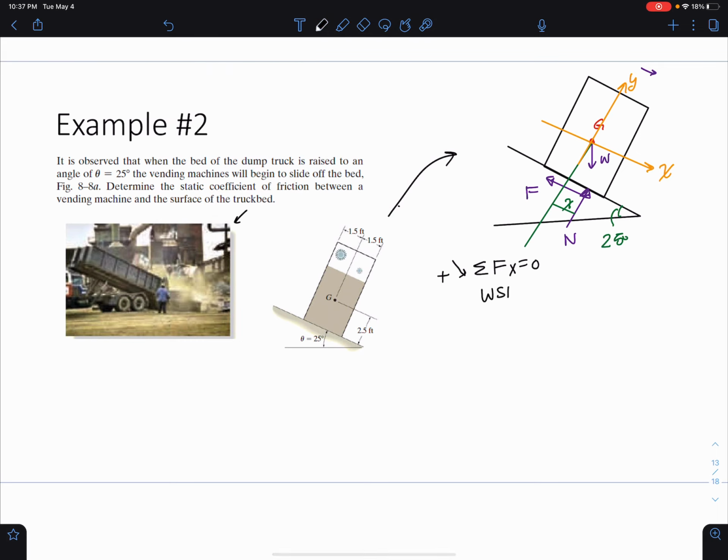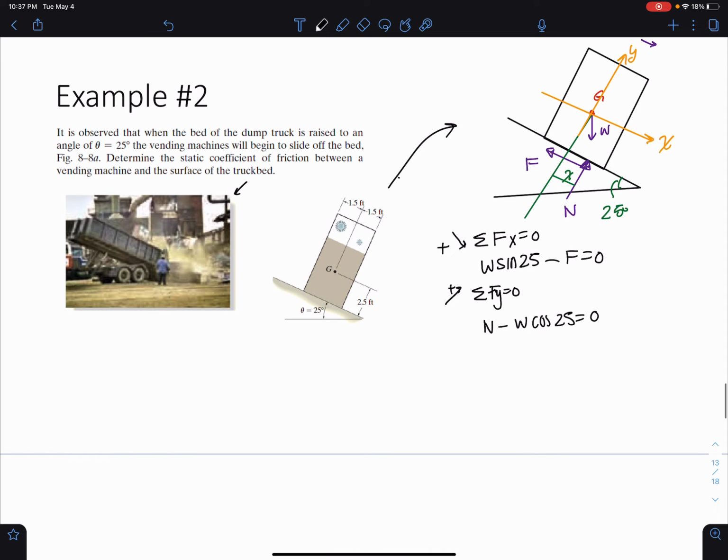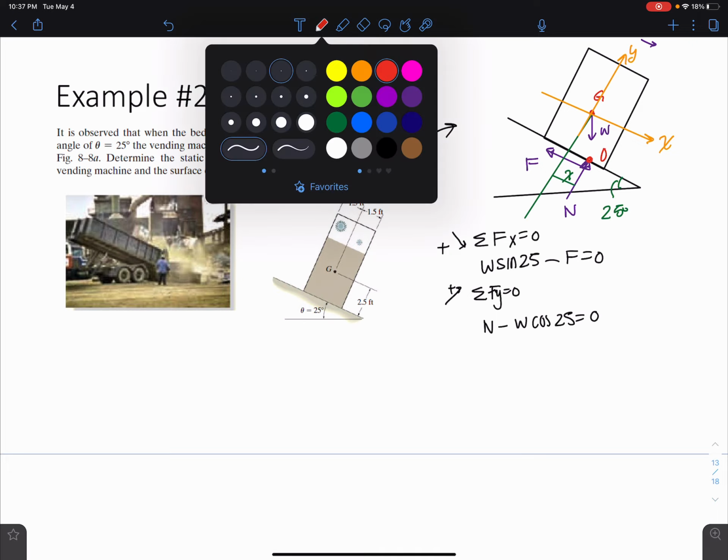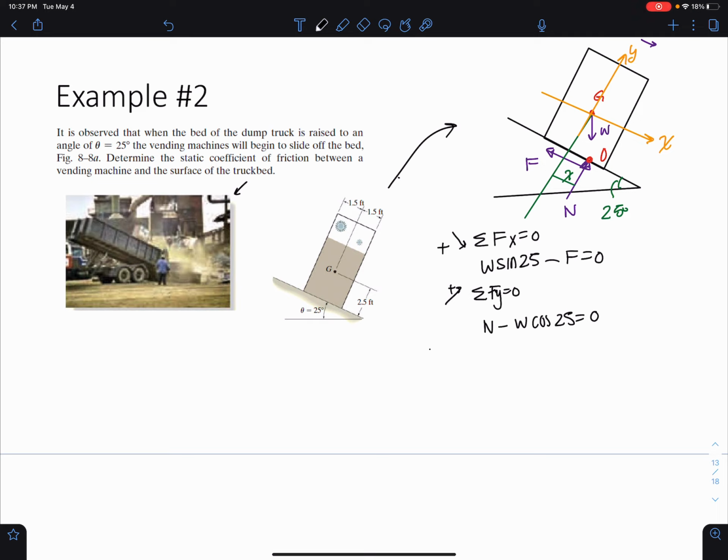So I'd have W sine 25 minus F equals 0. Sum of Fy would be in that upper direction that I showed. And I'd have normal force minus W cosine 25 equals 0. And I'm actually going to sum moments about this point here. I'm going to call this O, so I can eliminate that normal force. And I would have negative W sine 25, moment arm of 2.5, plus W cosine 25, moment arm of X. Okay.